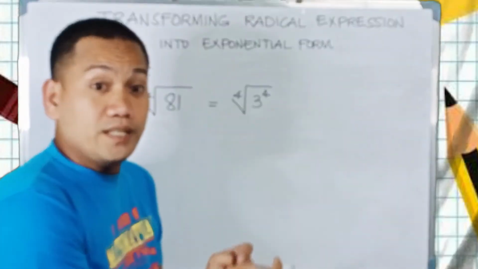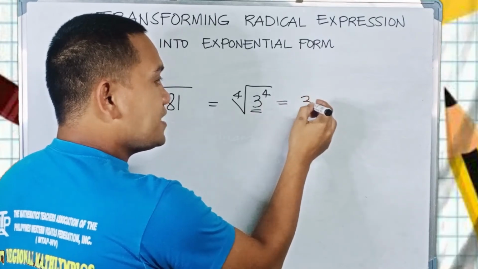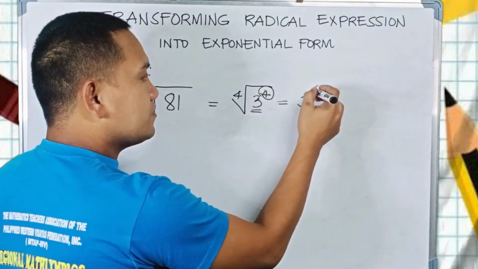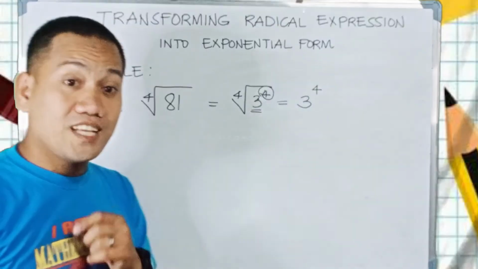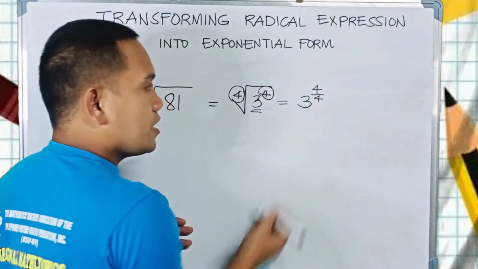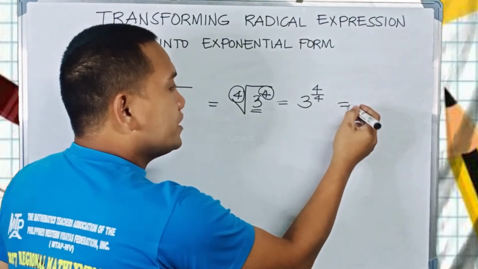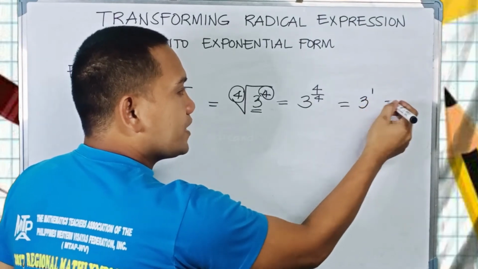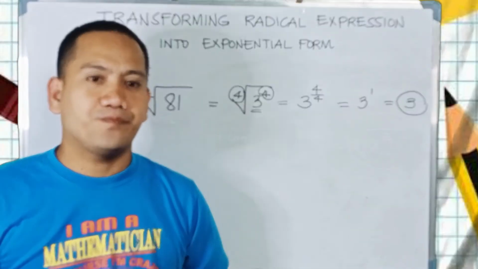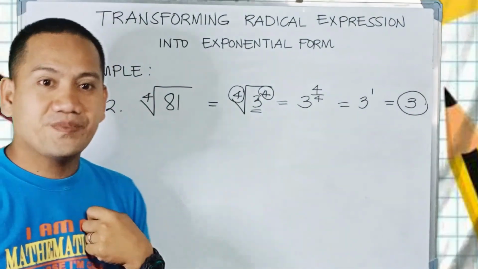Then, writing this one into expression with rational exponent, our radicand would be the base of our exponential form. The exponent of our radicand will serve as the numerator of our rational exponent. And the index would be the denominator. And here, we notice that we have 4 over 4. So 4 over 4 is equivalent to 1, or we can write this one as 3 as our final answer. So this would be the expression in exponential form of fourth root of 81.